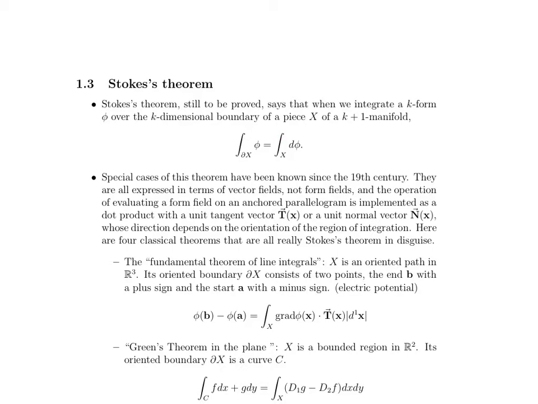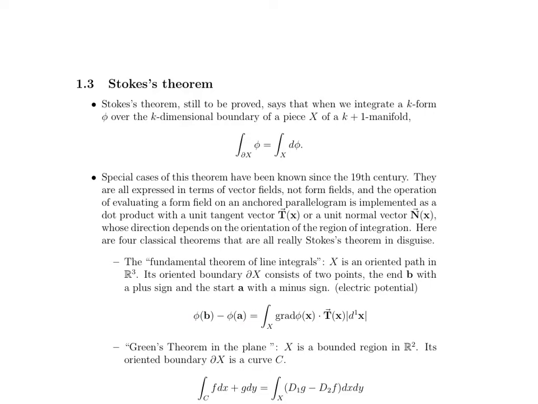And here are 4 classical theorems that you've definitely heard of that are all really Stokes' theorem, just in different dimensional settings. First, there's the fundamental theorem of line integrals. X is an oriented path in R3. It can also be R2. It can really be any setting. Its oriented boundary is 2 points, the end point B with a positive sign, the beginning A with a negative sign. And what we're seeing here is that we have an option of integrating the gradient of phi dotted with a tangent vector to this path over the entire path, or we can trade that in for just evaluating phi at the end point minus evaluating phi at the beginning point.